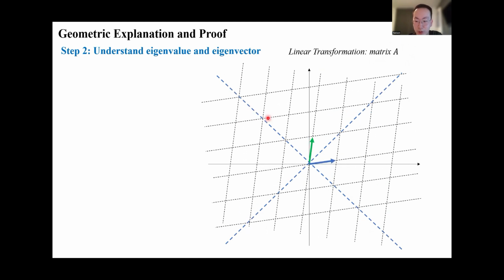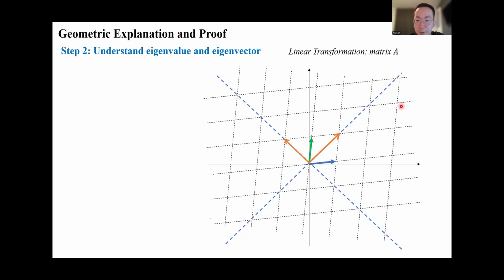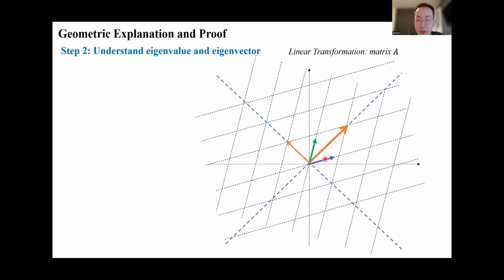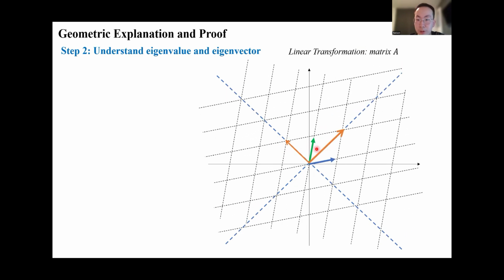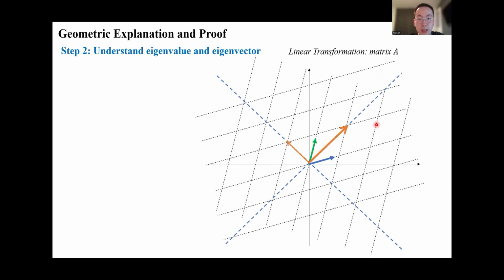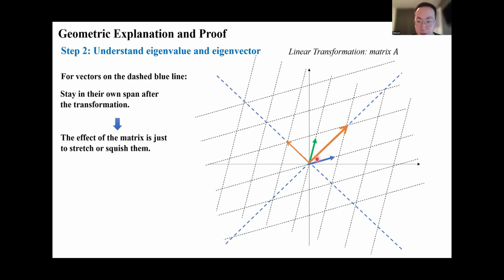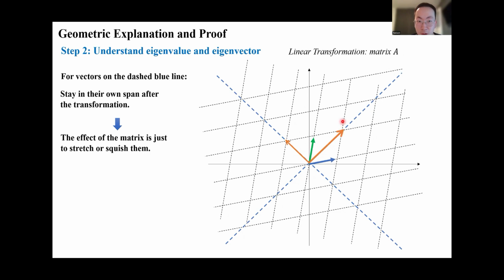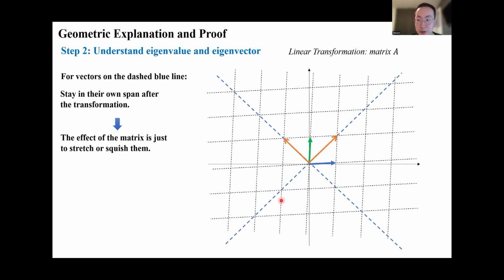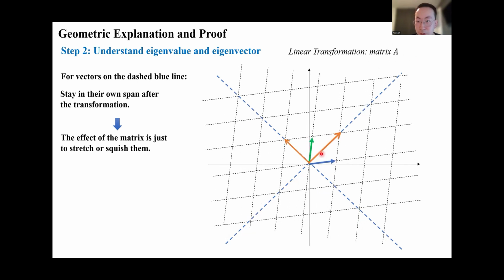So if I plot two vectors on these directions, these two orange vectors, you can see they never rotate under this linear transformation. They only stretch or squish under the effect of this matrix A. In other words, vectors on this blue dashed line stay in their own span after the linear transformation. The effect of matrix A is just to stretch or squish them.